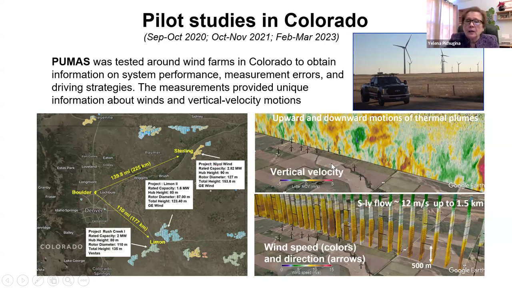Here you can see curtains of vertical velocity shown from minus 5 to 5 meters per second. Here are turbines, and it shows upward and downward motions of thermal plumes. So it's interesting to analyze. At the bottom, you can see profiles of wind speed in colors and wind direction in arrows. The profile is shown up to 1.5 kilometers because each horizontal black post represents 500 meters. So for this particular case, the winds are very southerly and up to 12 meters per second.